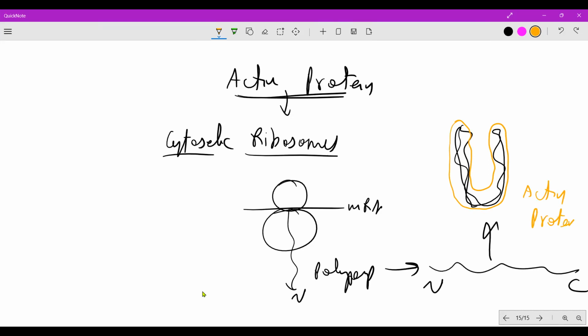ये हमारा actin protein है भैया जो हमारी muscles बना रहा है. This is the actin protein, roughly U-shaped. This is globular structure. So this protein is globular, roughly U-shaped.